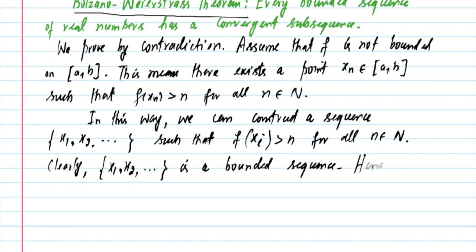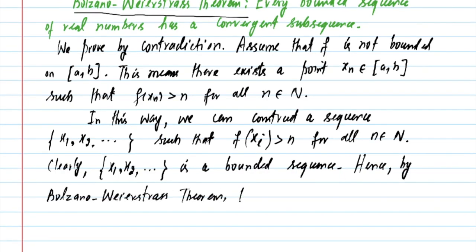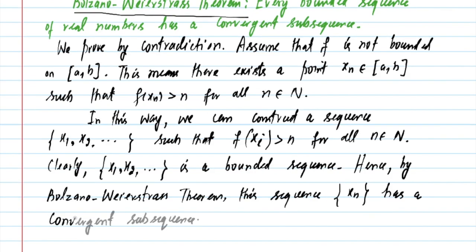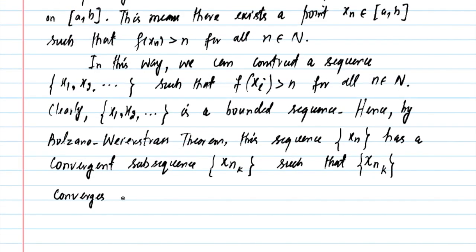Hence this sequence, by the Bolzano-Weierstrass theorem, has a convergent subsequence. This sequence, which we will now denote as x_n, has a convergent subsequence, which we will write as x_{n_k}, such that this sequence x_{n_k} converges in [a, b], converges suppose to a point c, which is a point in the closed interval [a, b].